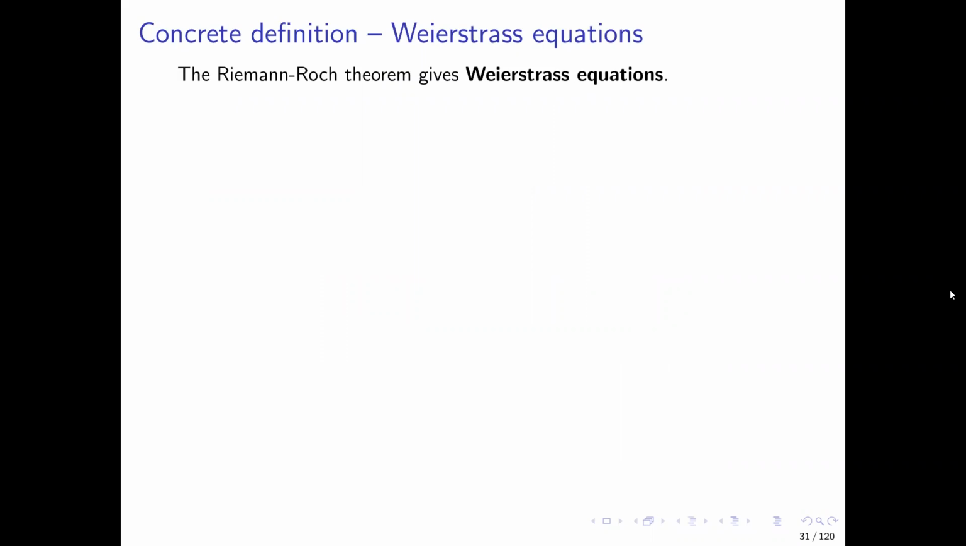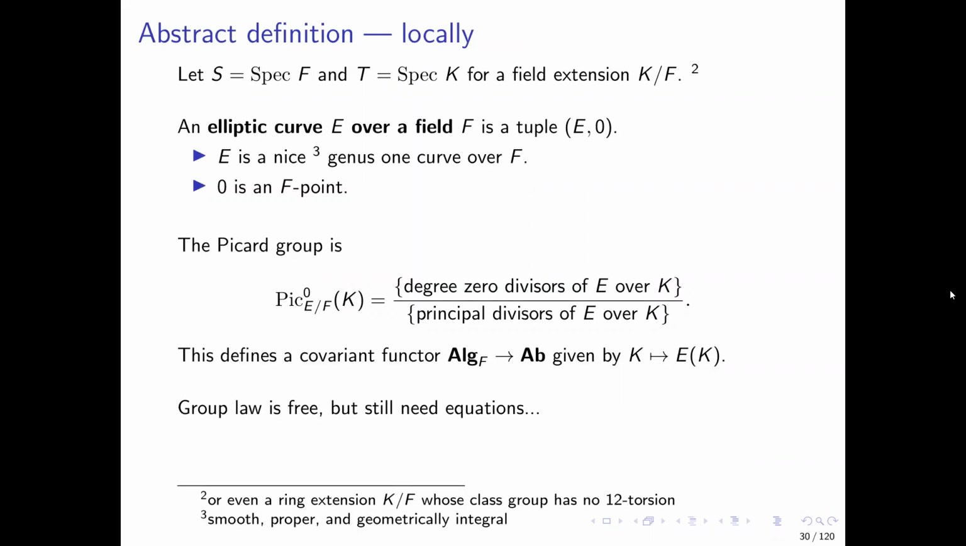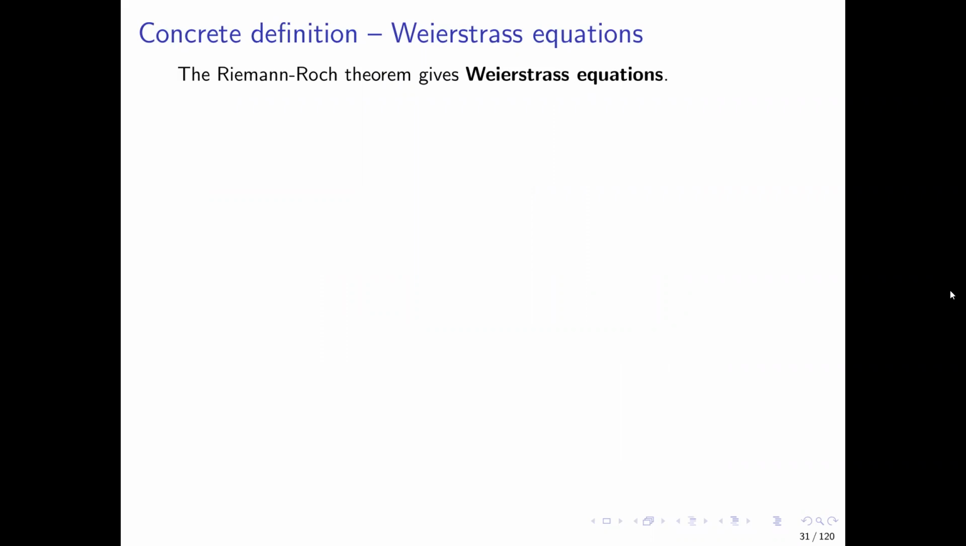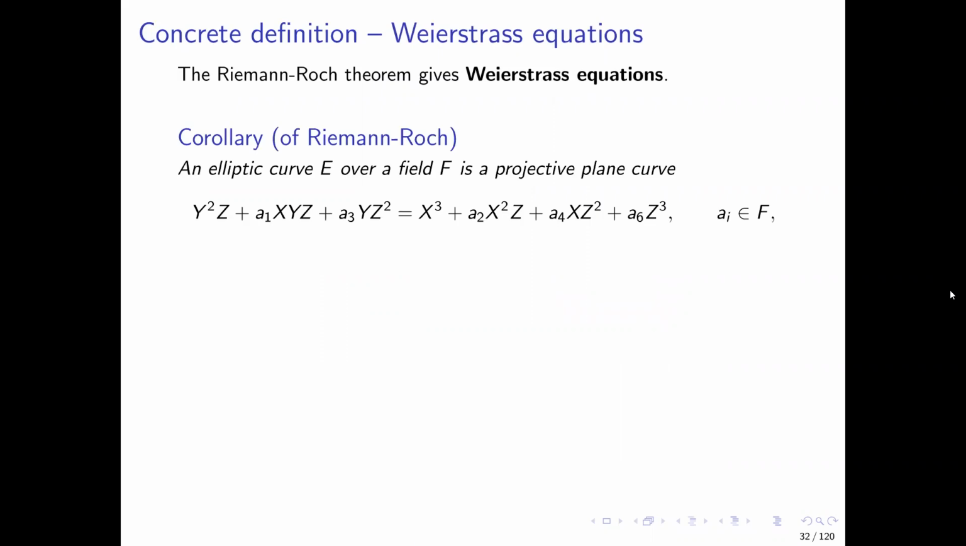The idea is that the stuff from the previous slide and the stuff that has equations are linked by what's called the Riemann-Roch theorem. A corollary of Riemann-Roch says that an elliptic curve is a plane curve given by such an equation. This is defined in a projective plane with homogeneous coordinates x, y, and z. There are 5 coefficients: a1, a2, a3, a4, and a6. Don't ask me why a5 is not present. It's just a convention.